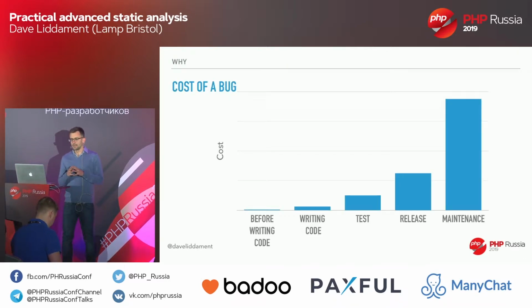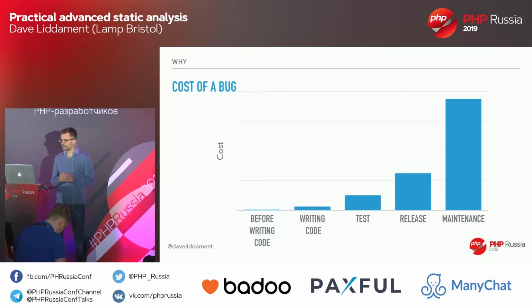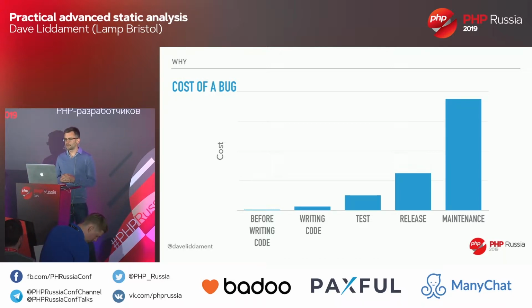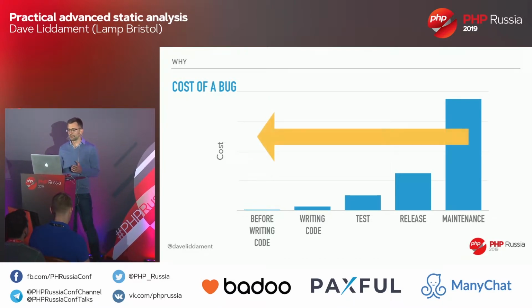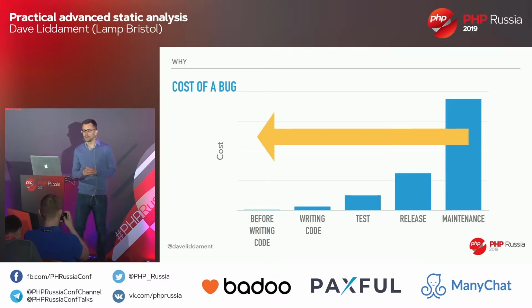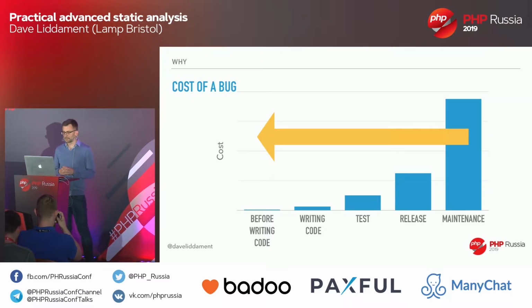So if we imagine this is how much a bug costs, generally the later we find a bug, the higher the cost associated with fixing that bug. And how static analysis will help us is that hopefully we'll find the bug. Instead of it going all the way through to maintenance, we'll find it far earlier in our development process and potentially not even introduce it in the first place.